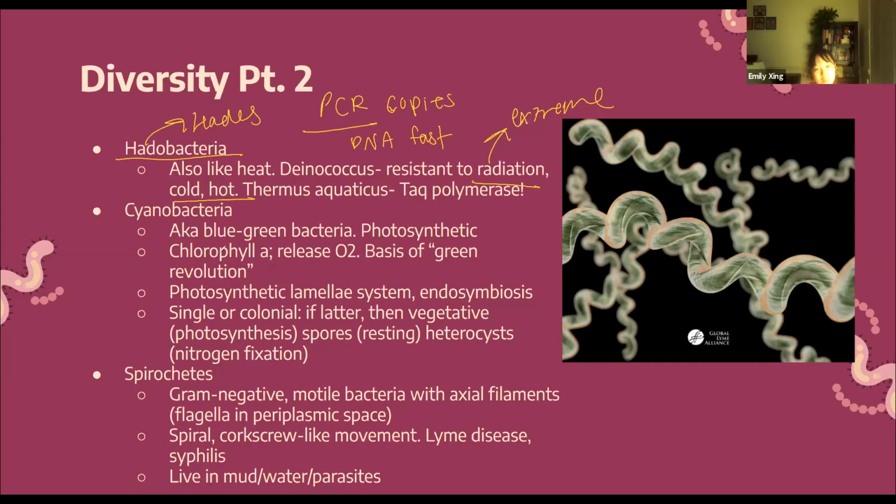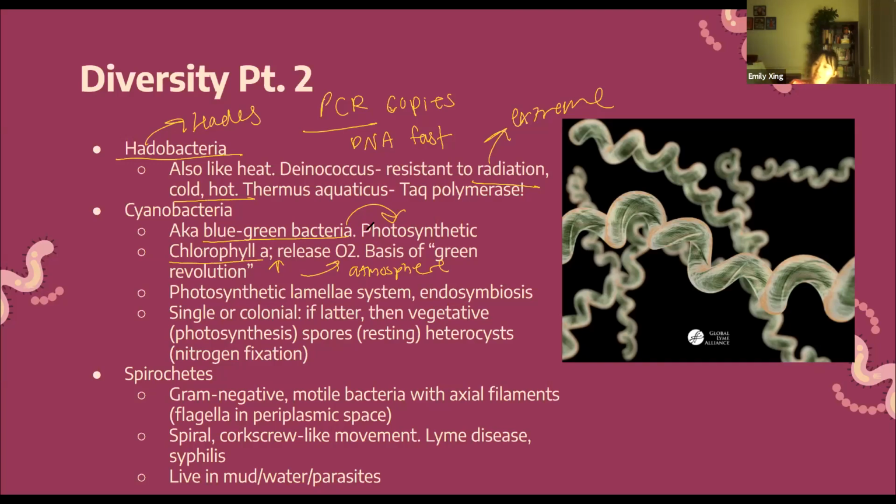Cyanobacteria are blue-green bacteria, also known as this, because they are photosynthetic. So they have chlorophyll, which helps them photosynthesize. They release O2, which means that they are the basis of something called the green revolution, which is the increase of oxygen in our atmosphere. They use something called a photosynthetic lamellar system to help them perform photosynthesis.